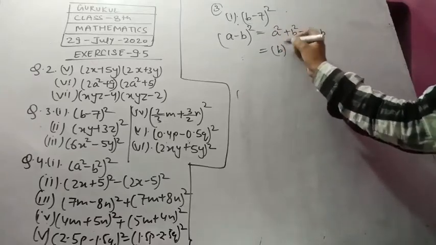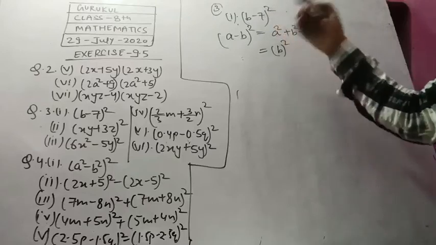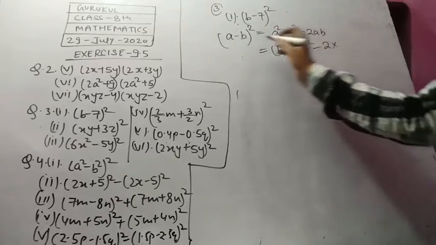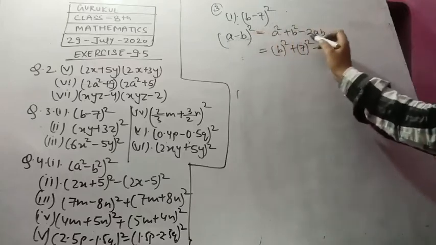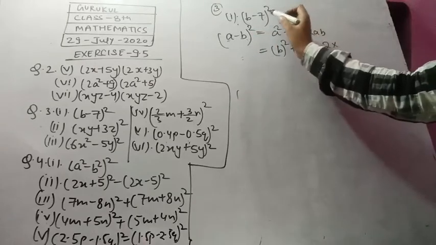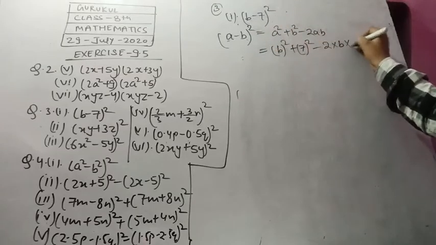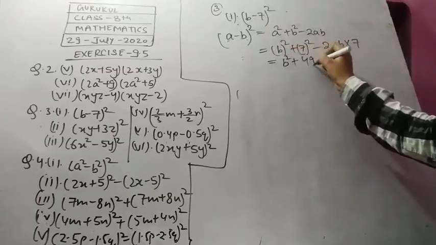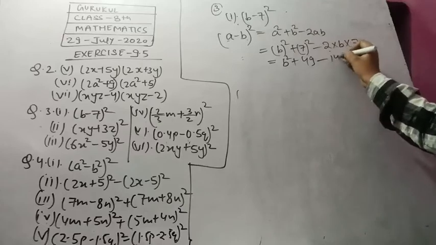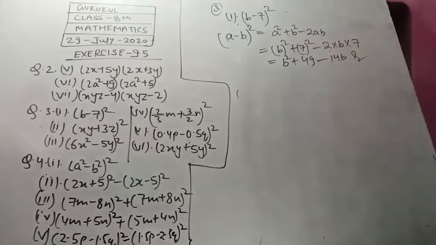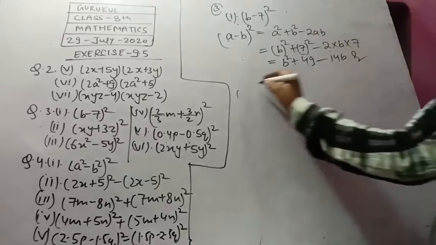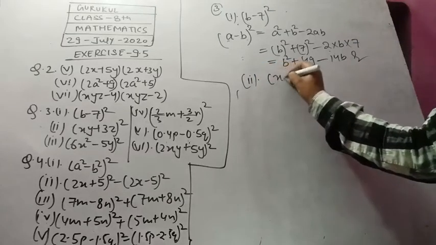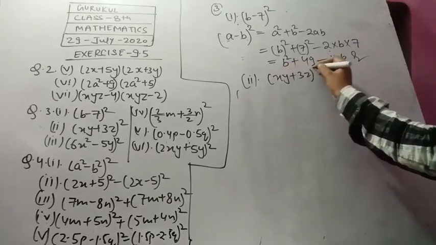So b² plus the second term squared, 7², minus 2 into the first term into the second term, like 2ab. So similarly, minus 2 into first term b into second term 7. So b² plus 7², which is 49, minus 2 sevens are 14b. This is going to be the answer. Now let us solve the second part, that is (xy + 3z)².